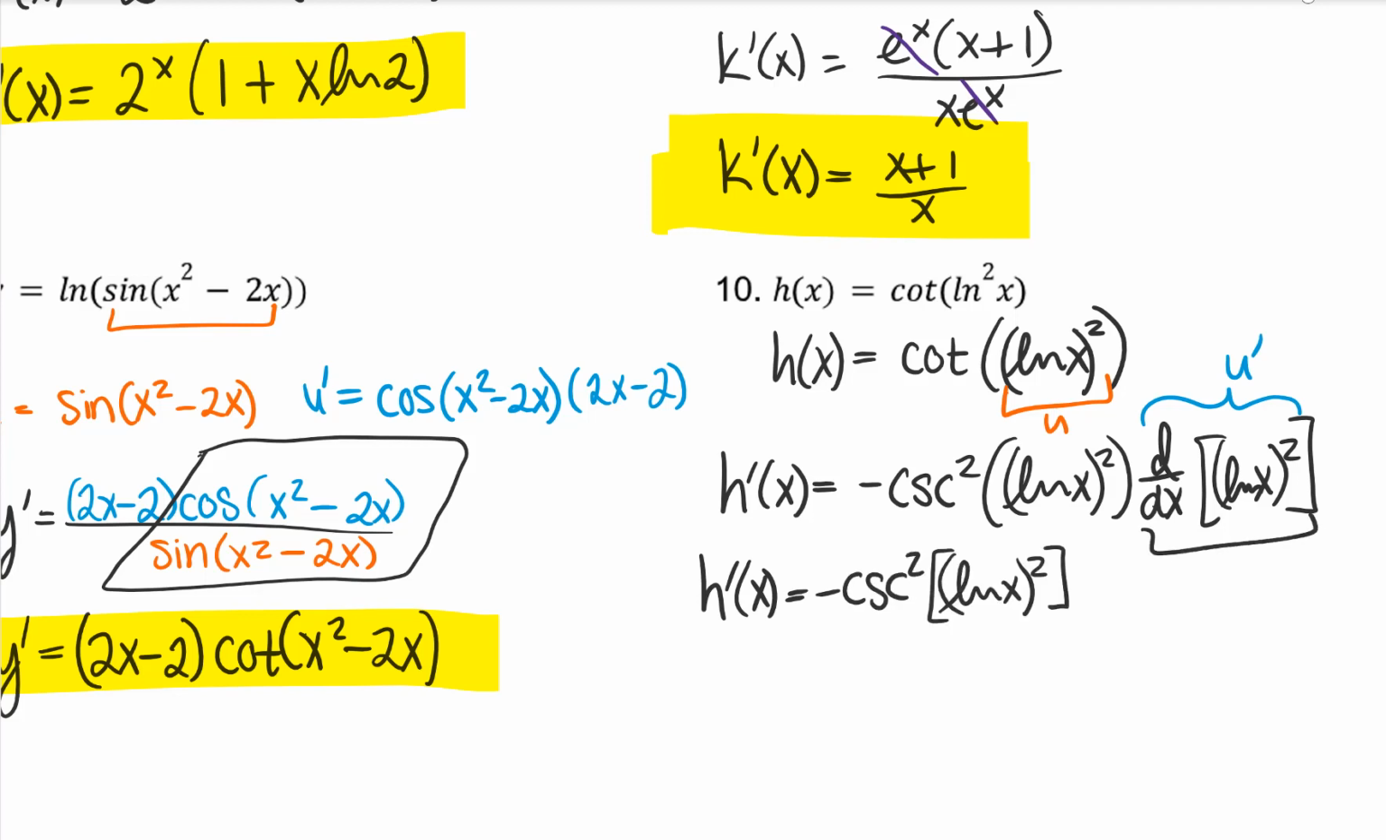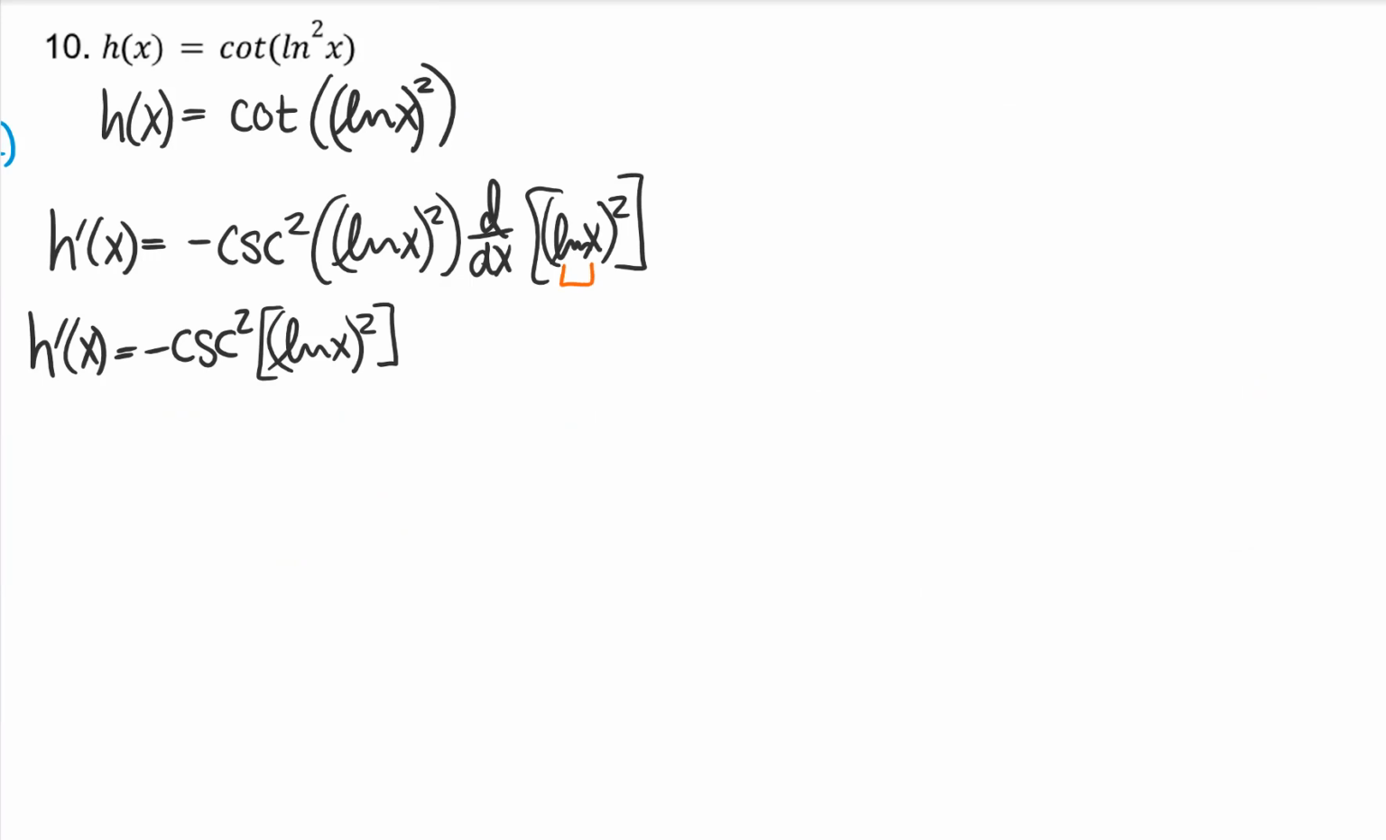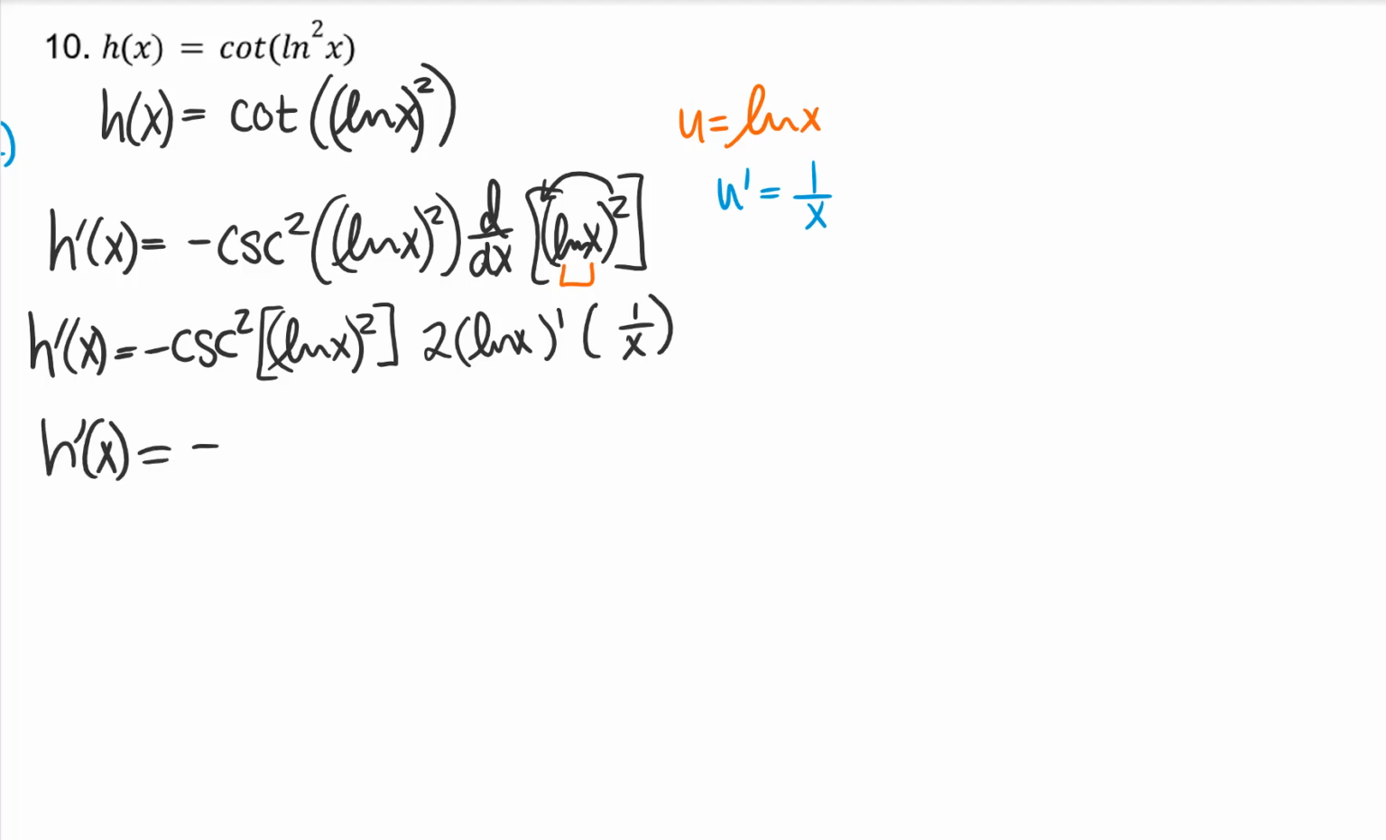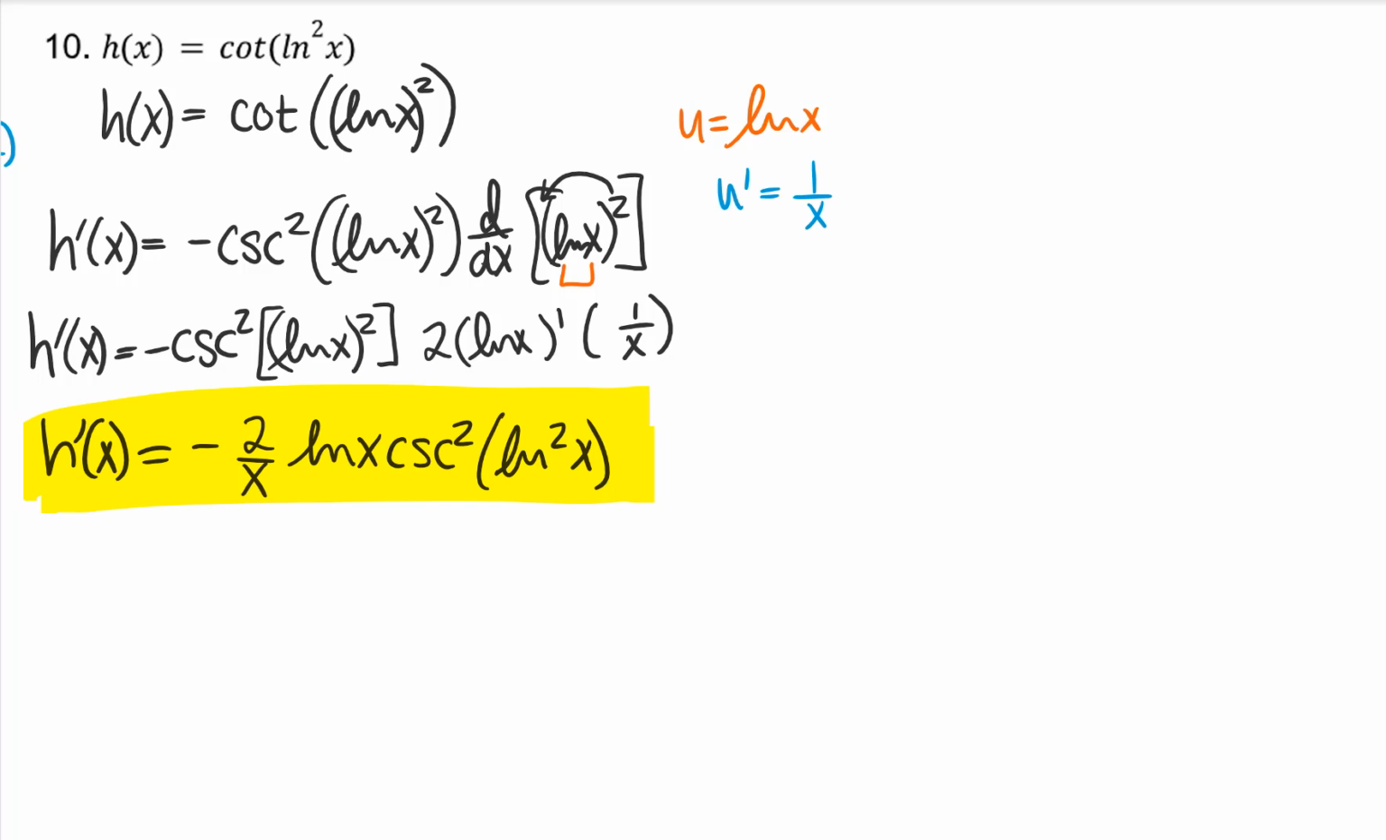Now we're going to derive ln of x squared. Here we have a function of x to a power. So we're going to use general power rule. U is ln x, and I know that u prime is 1 over x. Pop down, power down. What goes inside? U. What do we multiply? U prime. There's my derivative.